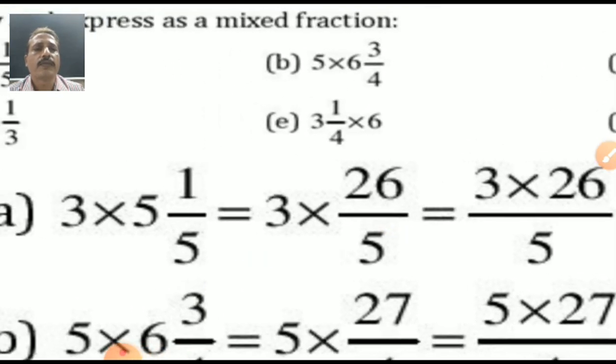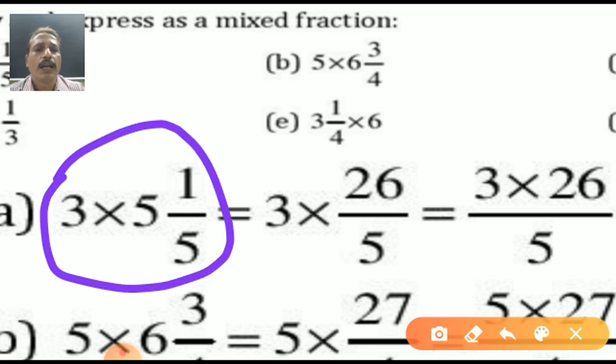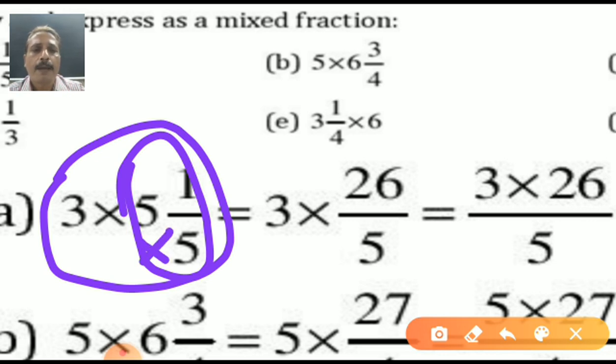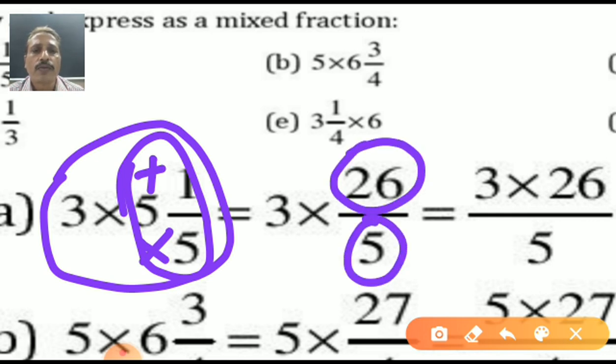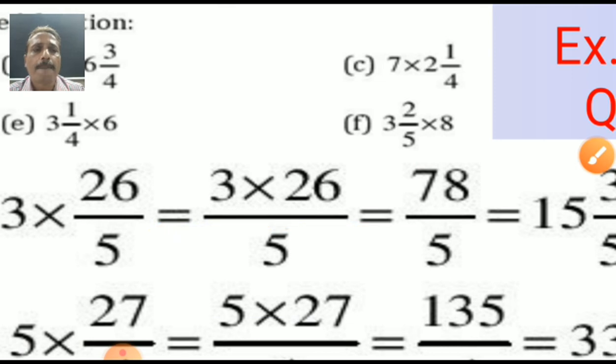Yes, my dear students, here we have 3 into 5, 1 upon 5. First of all, make the second number, the mixed number, into an improper fraction. 5 5s are 25 plus 1. That gives me 26. Yes, student, 26 and 5. Now what do we have to do? Yes, this multiplication is there. 3 into 26 divided by 5. Very simple. Which gives me 78 upon 5.